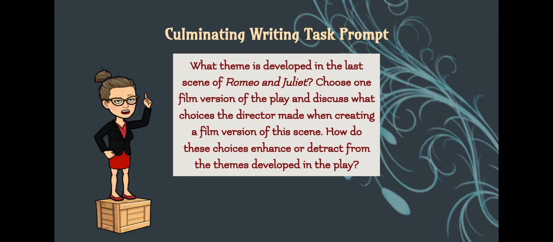Let's look at our Culminating Writing Task prompt. What theme is developed in the last scene of Romeo and Juliet? Choose one film version of the play and discuss what choices the director made when creating a film version of this scene. How did these choices enhance or detract from the themes developed in the play?